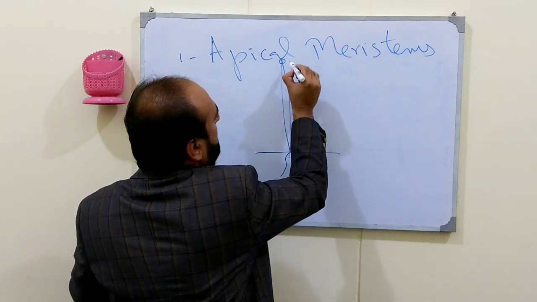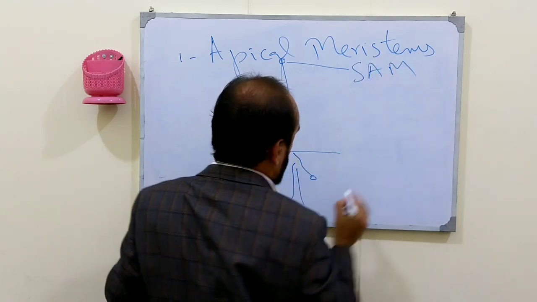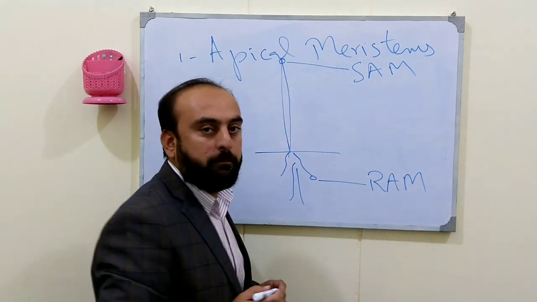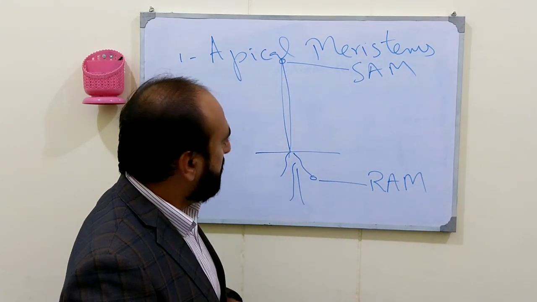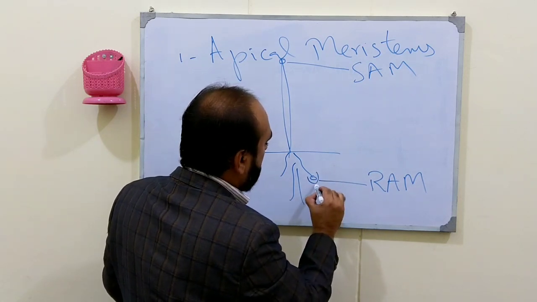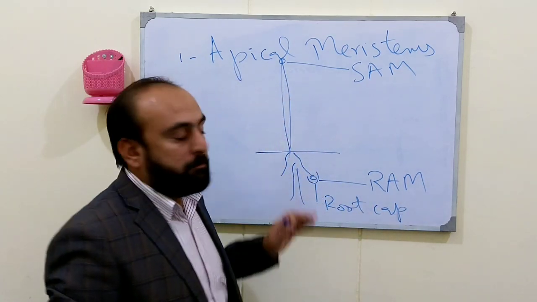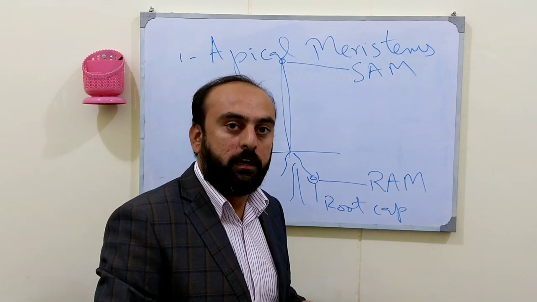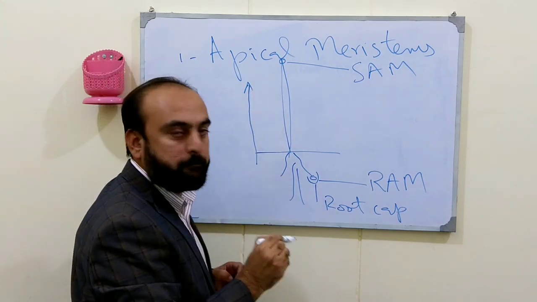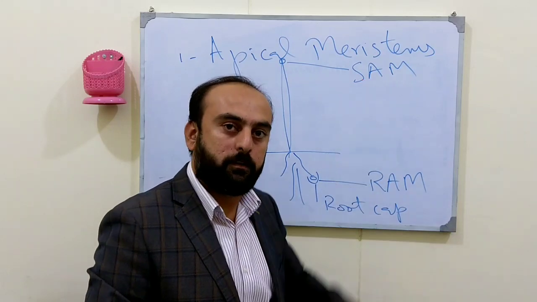tip of root or tip of shoot, what we call as shoot apical meristem, and tip of the root what we call as root apical meristem. So the root apical meristem is further protected by a root cap. The basic purpose of apical meristem is vertical growth. So increase in plant height, both upward and downward. So they help the plant shoot up or shoot down.